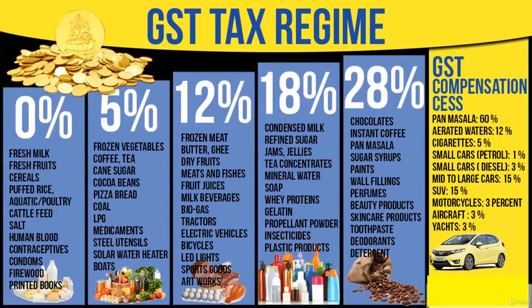Now, the government has specified some tax rates under the GST tax regime, that is 0%, 5%, 12%, 18%, and 28%. For that, there is a specified list for each and every commodity and service. You have to check the list from the GSTN portal. You can download it from there or search on Google as well.